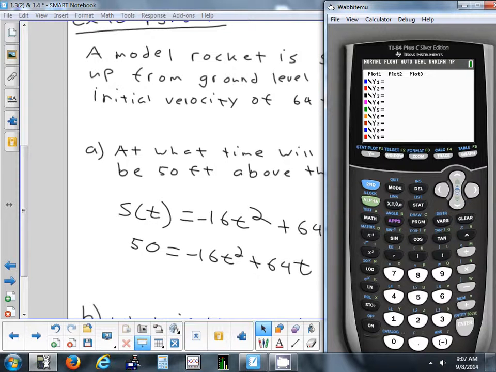Keeping in mind, we don't want to see negative time, so we can set that to 0. And we don't need to see negative height, because this object's not going to go below ground. It's going to stop when it reaches 0 for its height. So let's put in 50. You have to use the letter x, even though the formula is a t, on the calculator. You've got to use x for your variable.